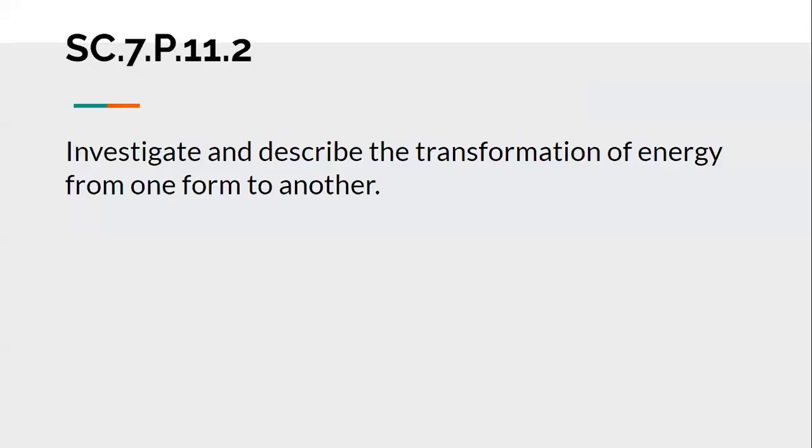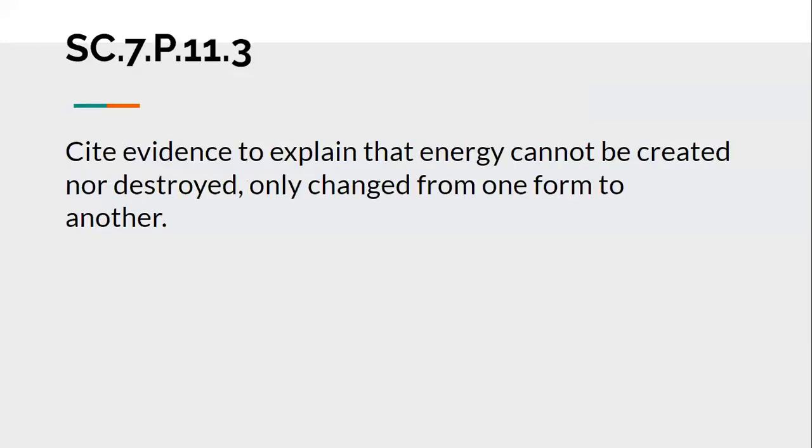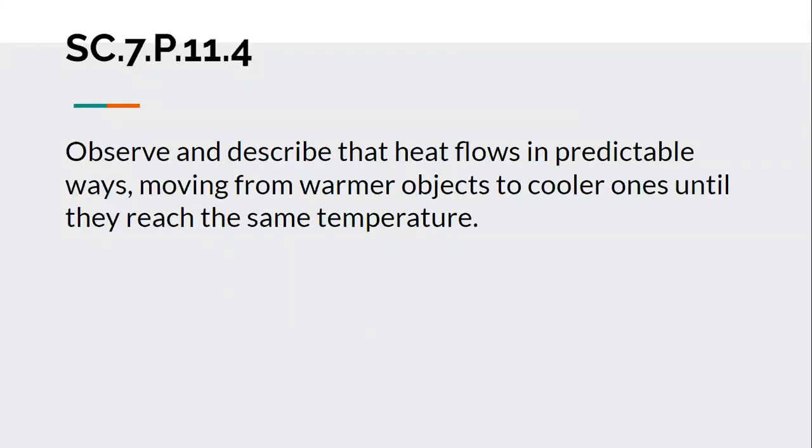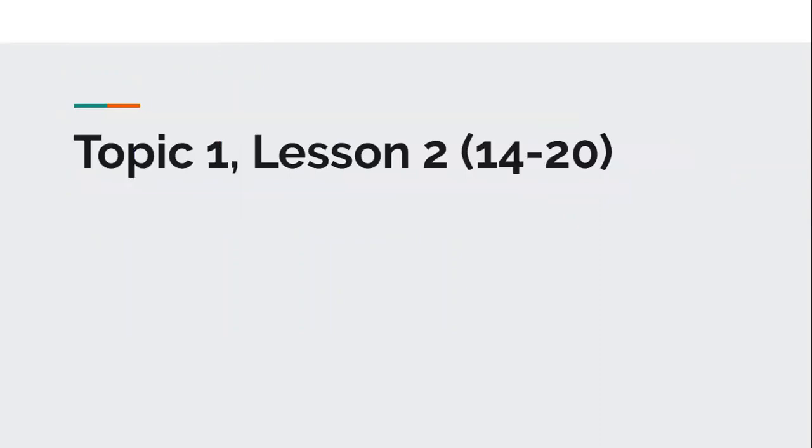For this particular standard, investigating and describing the transformation of energy from one form to the other, you're also going to be citing evidence to explain that energy cannot be created nor destroyed, only changed from one form to another. So it's very similar to the one we just saw. And then we're also going to observe and describe that heat flows in predictable ways, moving from warmer objects to cooler ones until they reach the same temperature. So very similar process. If you do have your textbook, this is the page we are on, from 14 to 20.